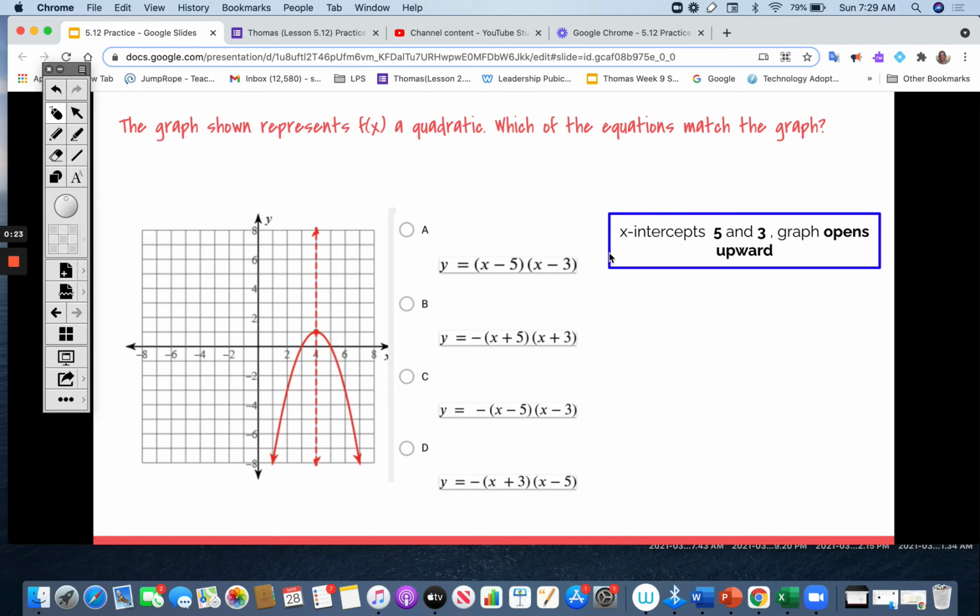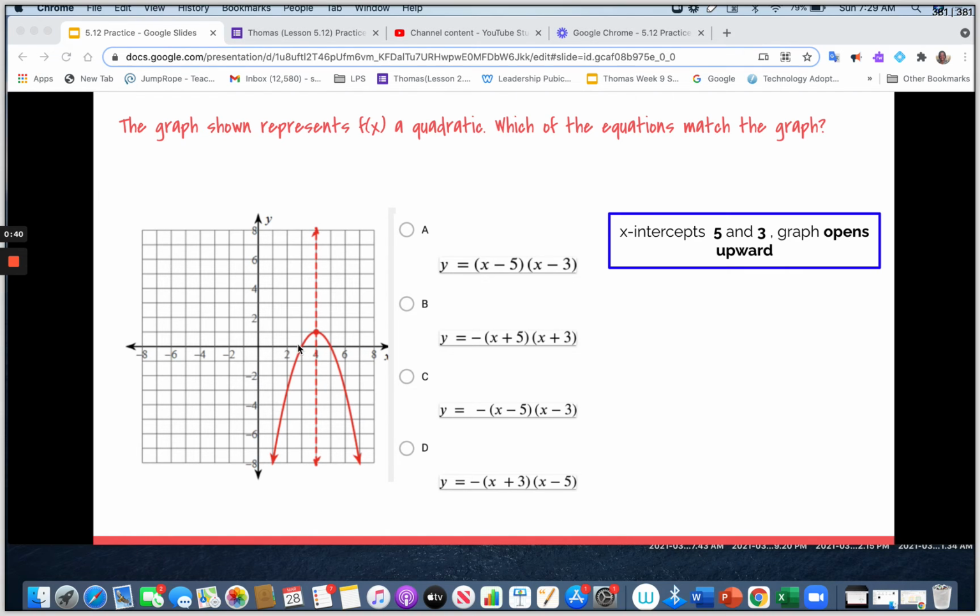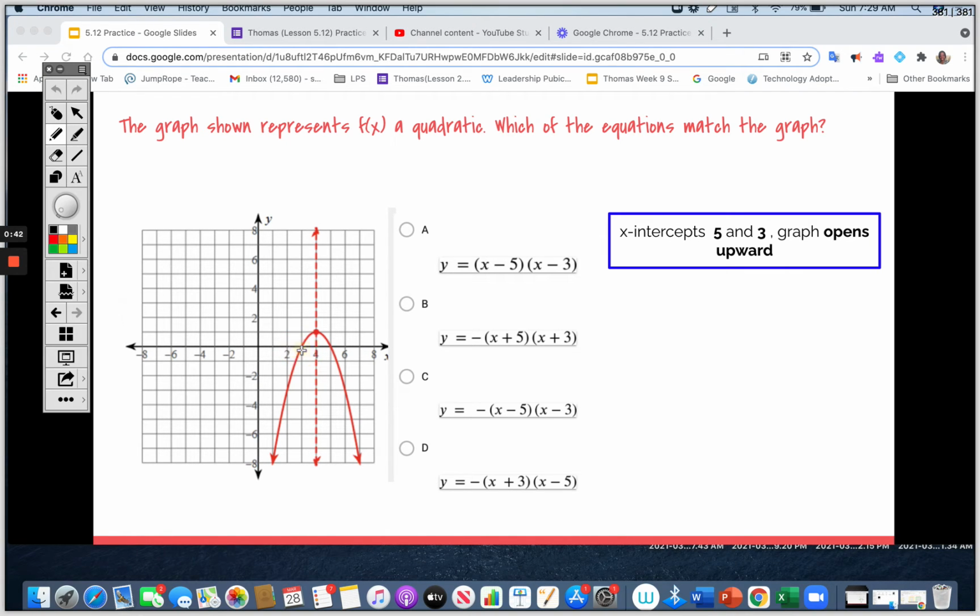When I look at option A, I know the x-intercepts are going to be positive 5 and 3. And this graph would open upwards because both x terms in the factors are positive. I just want to figure out what my intercepts are. So this is (3, 0), and this is (5, 0). That's going to be important.